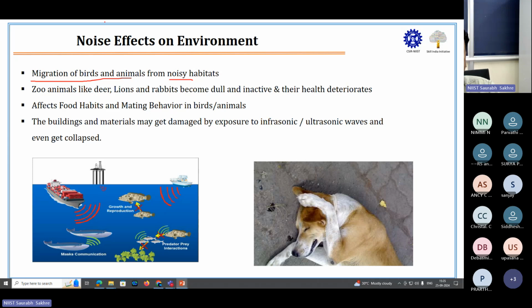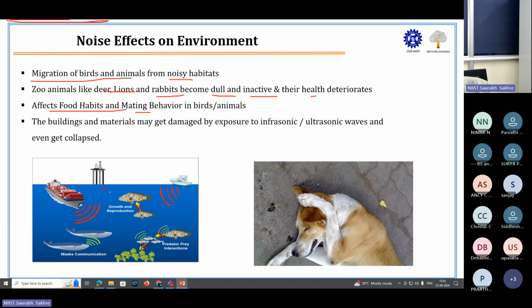And also zoo animals like deer, lions, rabbits, they will become dull and inactive, and their health also deteriorates. At the same time, too much noise affects food habits as well as the mating behavior in birds and animals.